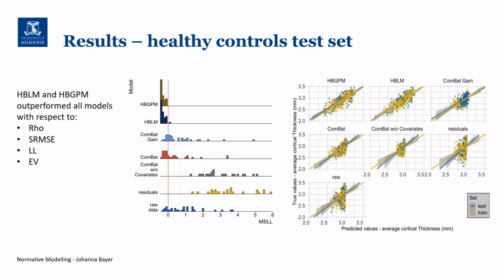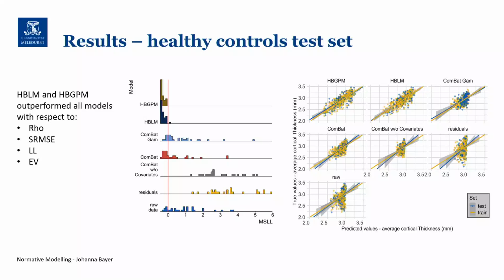And these are histograms of the 35 ROIs, and you see from my two Bayesian models, almost all ROIs are below 0. Whereas especially for the ComBat without covariates and for the residuals model, you see this is not good. There we had scores that were somewhere here. These are okay for some regions, but yeah, these clearly win.